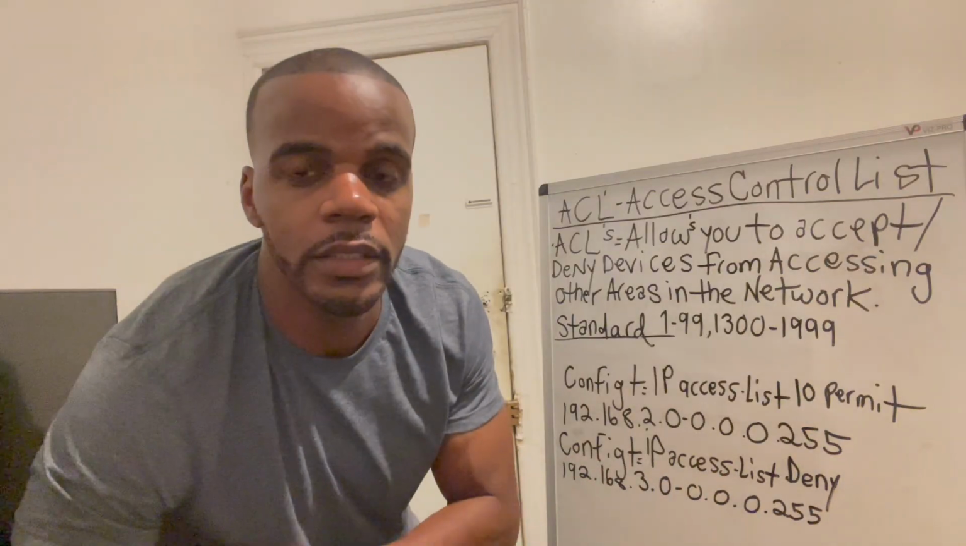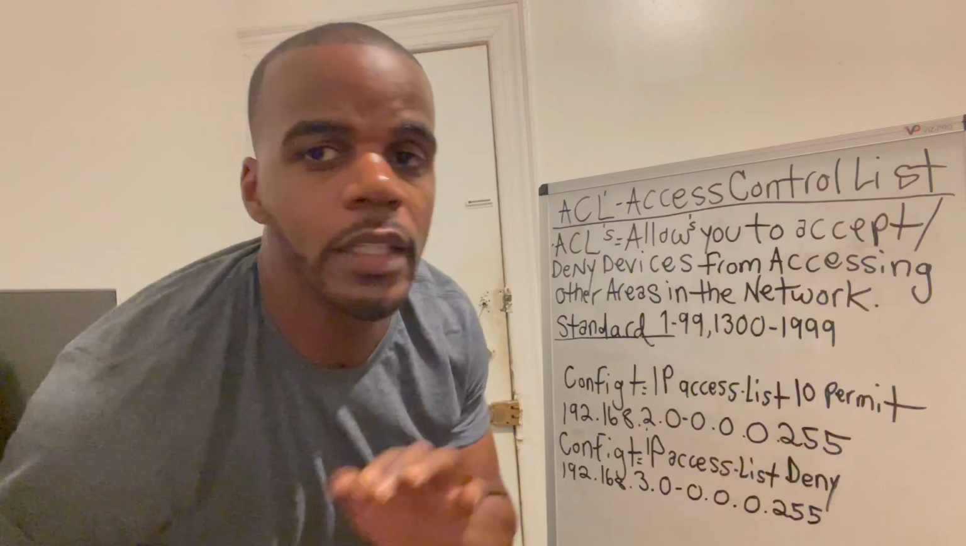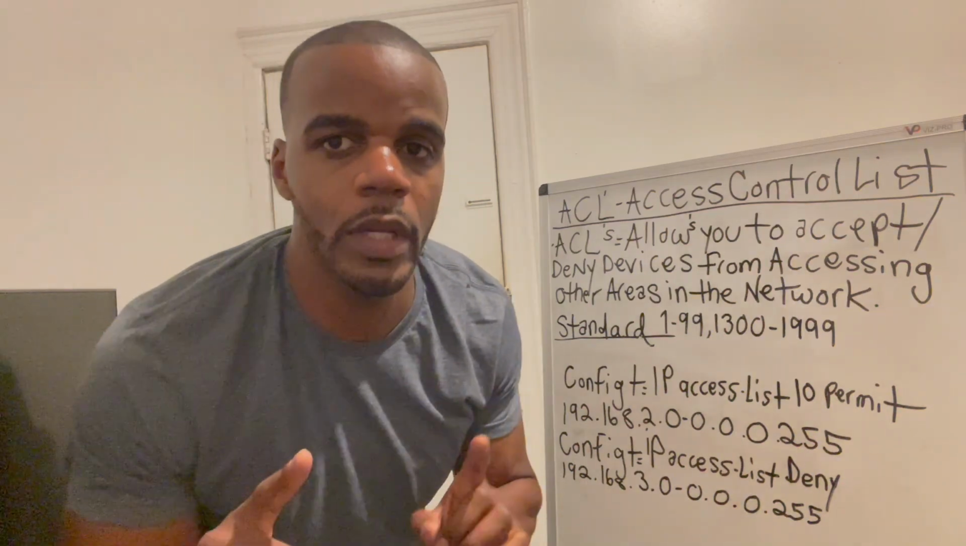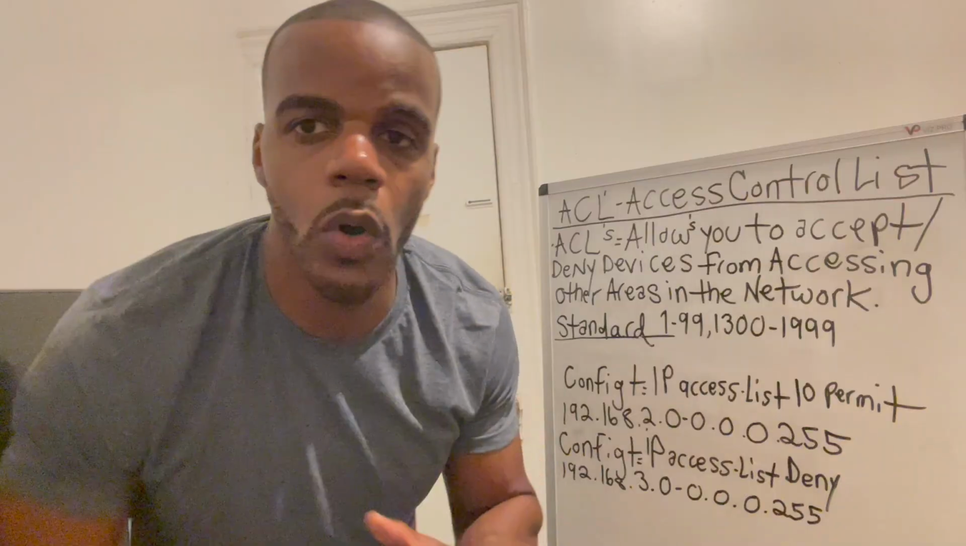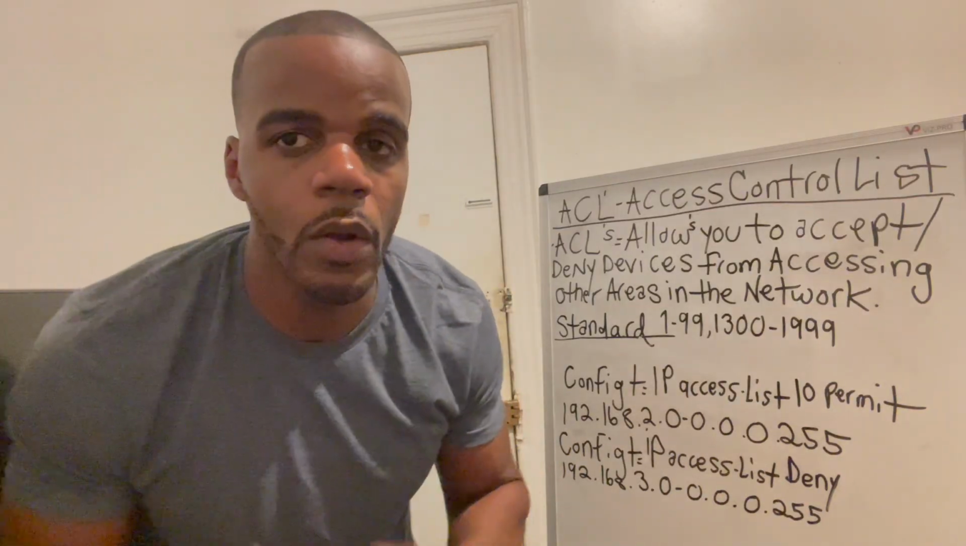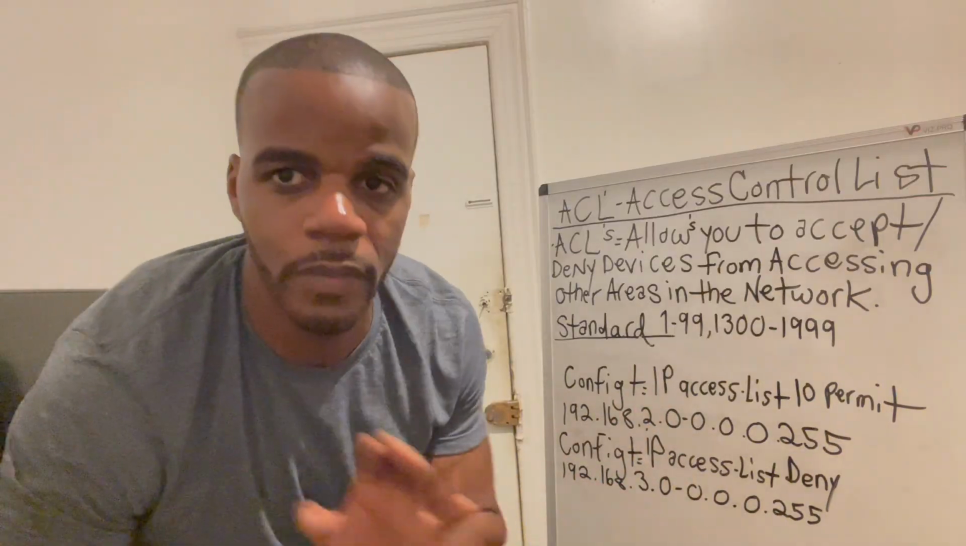Now, I'm gonna break it down as easy as I can. Before I end this video, I'm gonna say one last thing about ACLs. There's something called implicit deny. What does implicit deny do? Implicit deny denies every other traffic that we don't specify on the ACL.